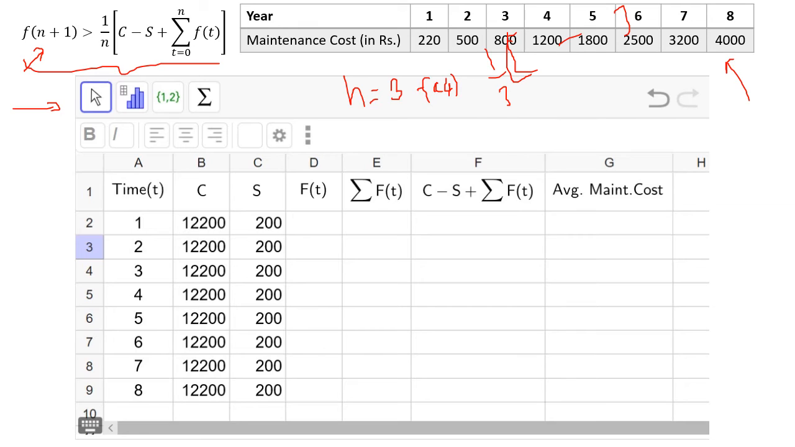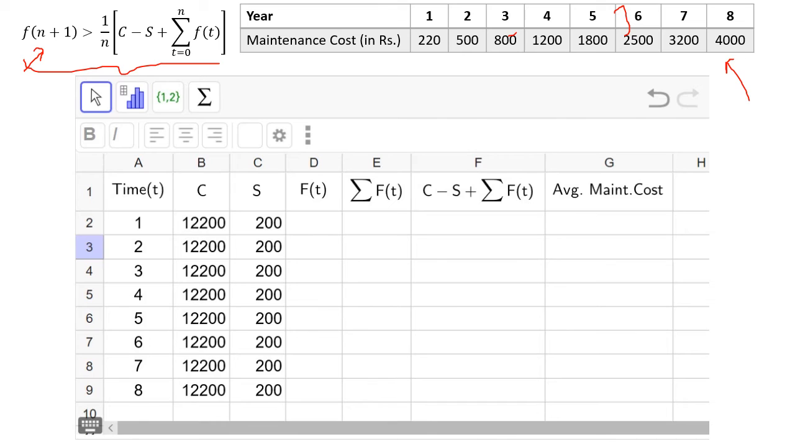So if it turns out that the maintenance cost of fourth year is greater than the annual average maintenance cost calculated up to first 3 years, then we conclude that the firm should replace the machine at the end of third year. Okay, so that's how we are going to proceed. So let us begin the calculations.